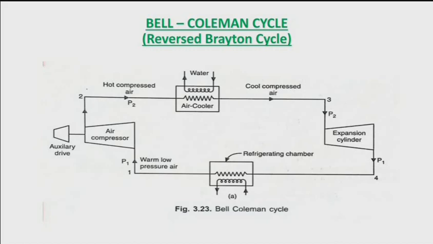So here you can see that at point 1, the warm air with the lower pressure, having a pressure of P1, is passing through the air compressor, and the air compressor is running with an auxiliary drive.